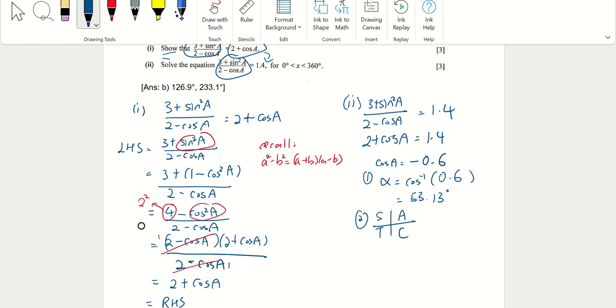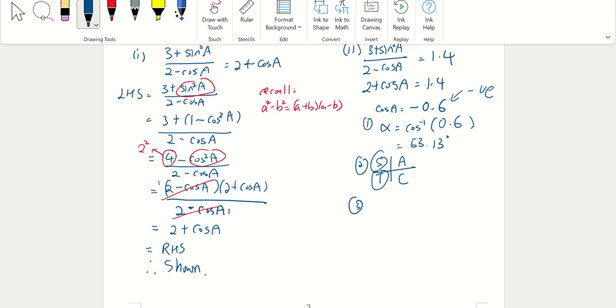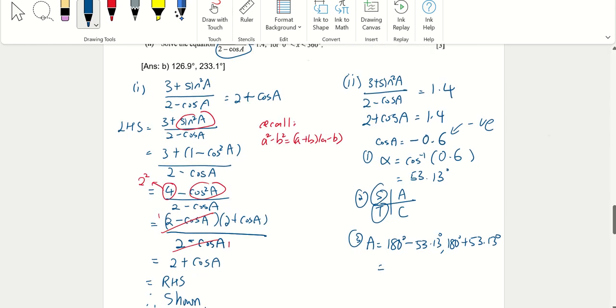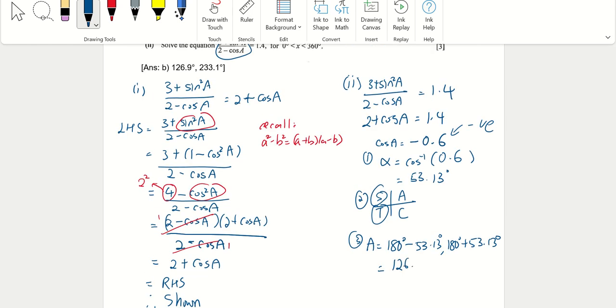ASTC, which quadrant is cos A negative? So it's in the second and the third. Now I can find my A. In the second quadrant will be 180 degrees minus the alpha, and in the third quadrant will be 180 degrees plus the alpha. So my A will be 126.9 degrees, and my second angle 233.1 degrees.